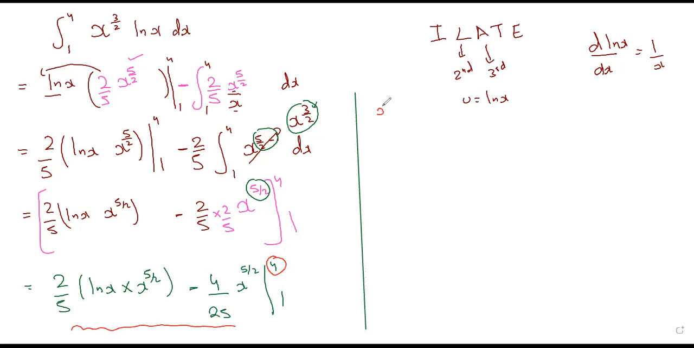Yes. Okay, so using x equals 4, I will have 2 by 5 ln 4 multiplied by 4 to the 5 by 2, minus 4 by 25 into 4 to the 5 by 2. Now this is at x equals 4, and I need to do it at x equals 1 and subtract. What is ln 1, Ranjani?